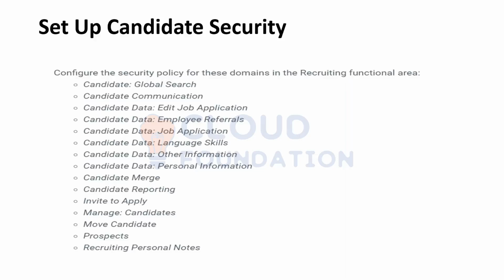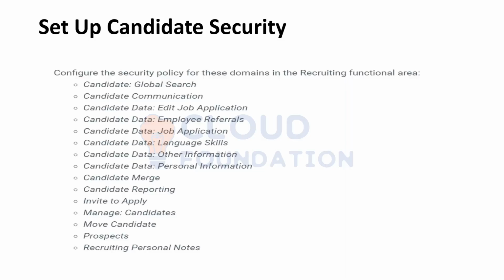Then the fourth one is candidate data employee reference. Okay, means who can refer the candidates. The access for that will be given in this domain. Then candidate data job application. It means who will be able to see the job application of the candidate. Let's suppose if manager wants to see, then manager security group should be included in this domain.